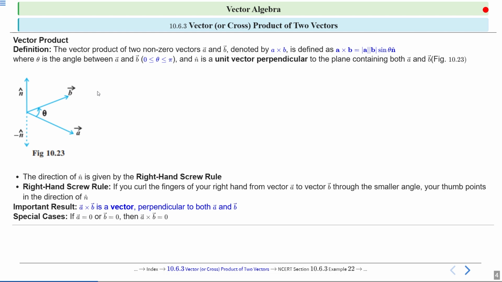So finally, let's consider a special case. If either A vector or B vector is the zero vector, then their vector product A cross B is also zero. This is because the magnitude of the zero vector is zero, so the whole product becomes zero, right? This wraps up our introduction to the vector product, okay?